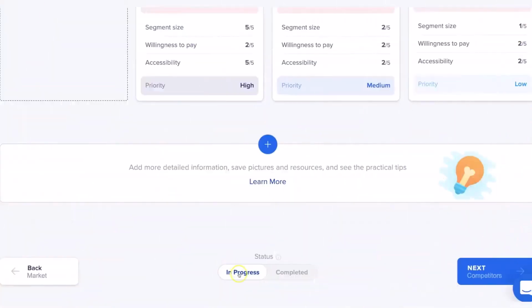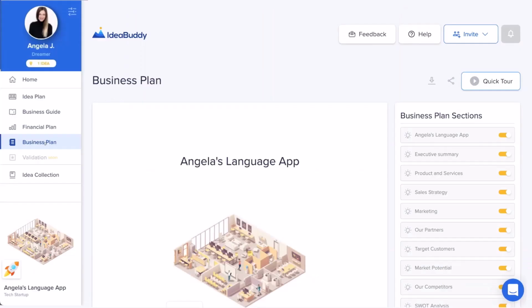So when you're ready to set up and export your business plan, you will want to make sure that in the business guide at the bottom of every section, the completion status is moved from in progress to completed. Once this is done, each section will be locked down and sent over to the business plan. On the right hand of the screen, you can choose what business plan sections you would like to include in your business plan just by toggling these buttons here. You can turn them on or off. You can also change their order.